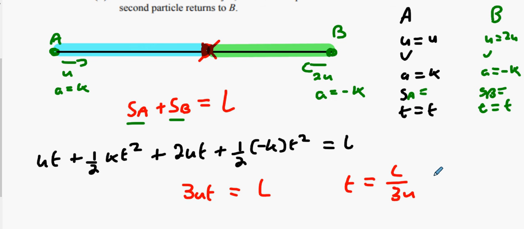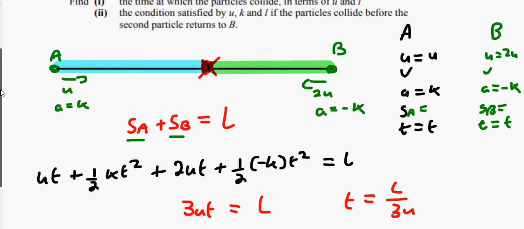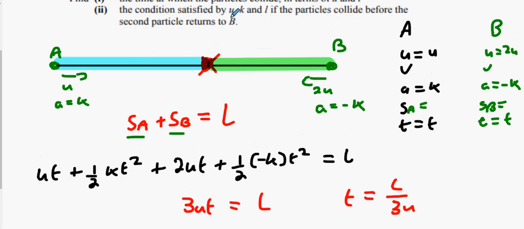Okay. The first 10 out of 20 was quite accessible. The next 10 isn't. The condition satisfied by U, K, and L if the particles collide before the second particle returns to B.